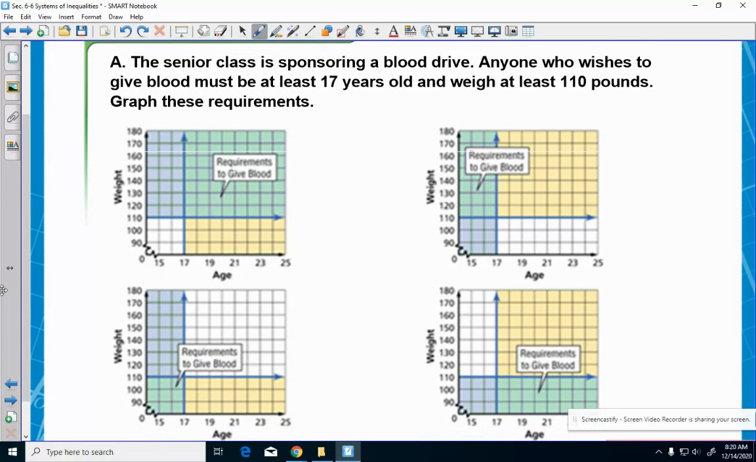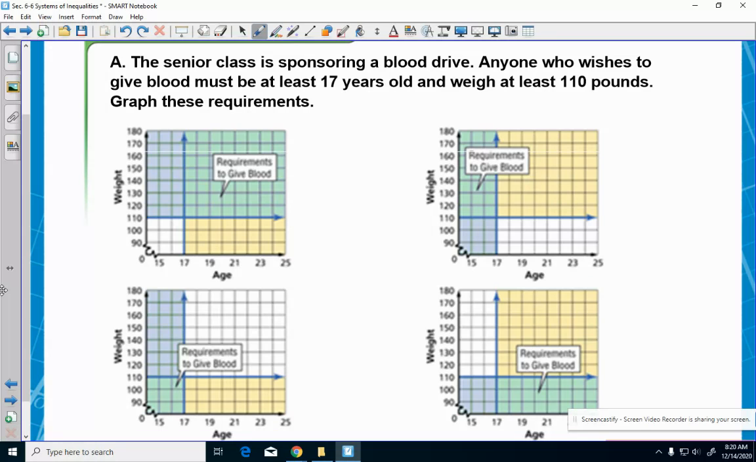All right, the senior class is sponsoring a blood drive. Some of you next year will be able to do that. I think we have to be at least 16 years of age in order to give blood here at our school. Anyone who wishes to give blood must be at least 17 and weigh at least 110 pounds. Which one of these four fits that scenario?